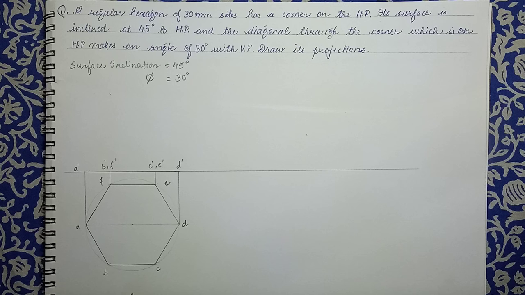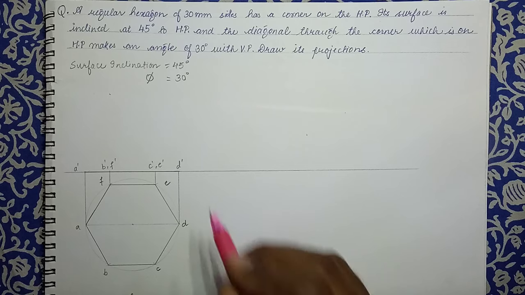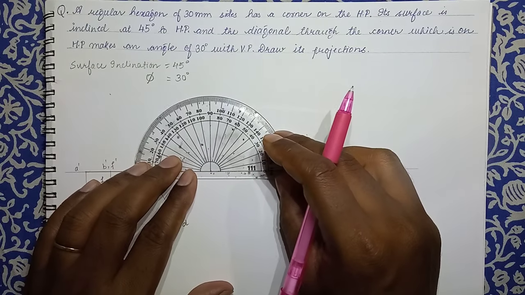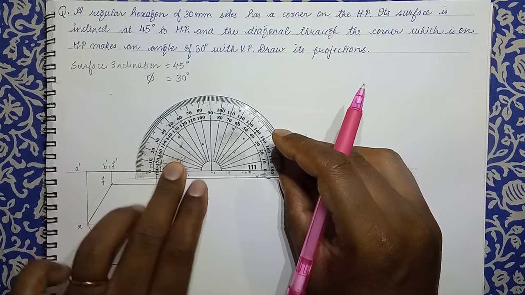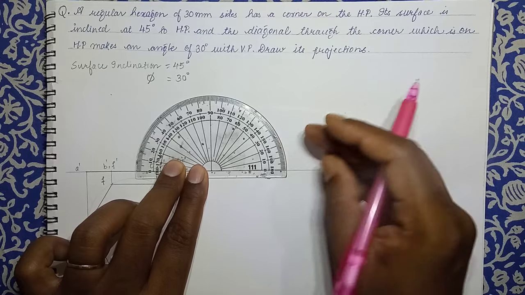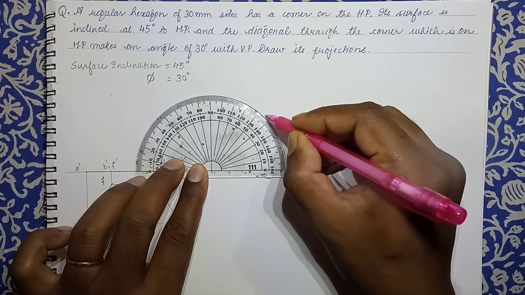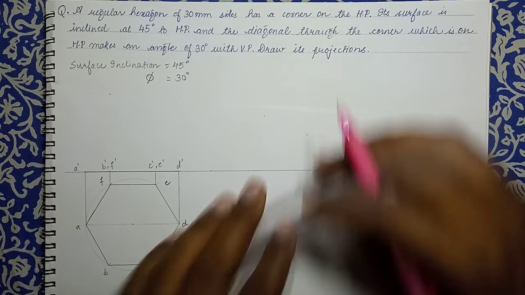Now it says that it is inclined at 45 degrees to HP. So take a suitable distance. We mark 45 degrees. So at 45 degrees, you can mark up and draw a line.